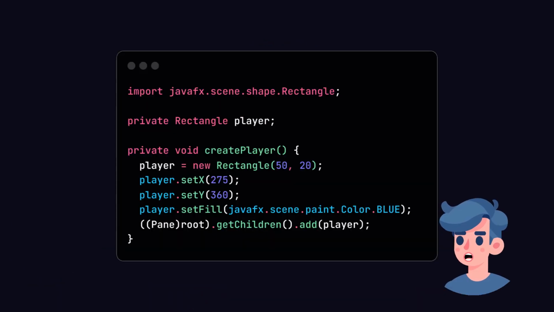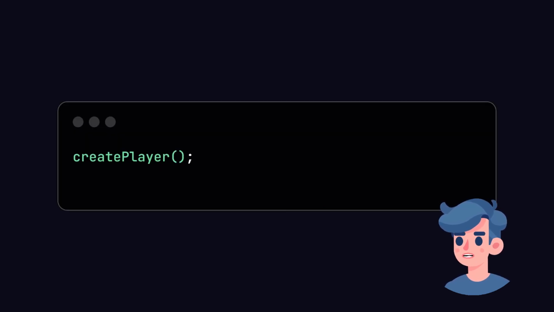Now that we have our basic window up, let's add a player character. We're going to create a rectangular shape to represent the player. Let's define a new method to add this shape. This createPlayer method creates a blue rectangle as our player character, setting its position in the window. You should call this method inside your start method after creating the pane.